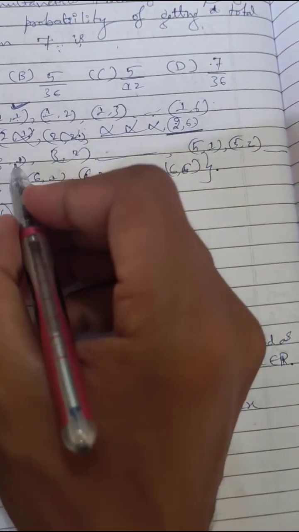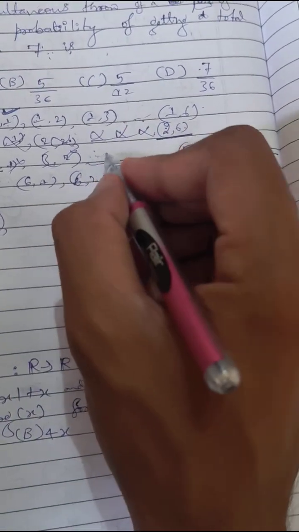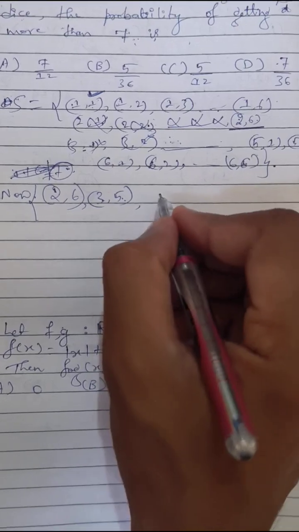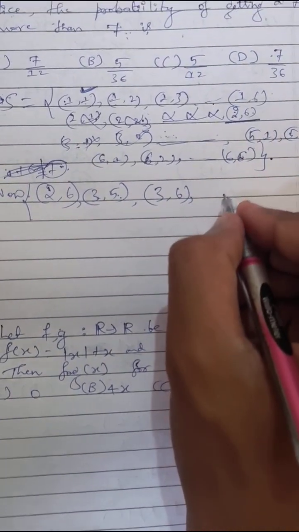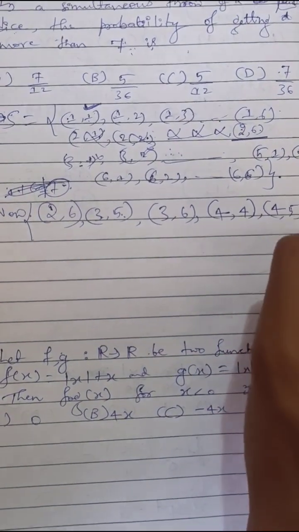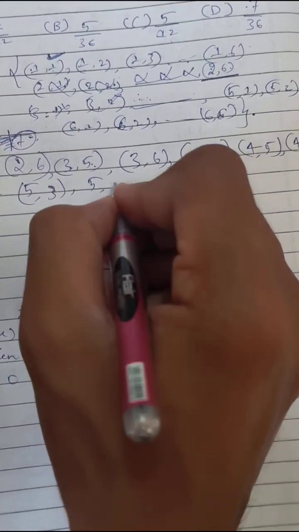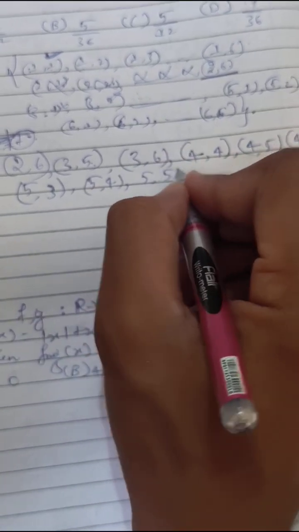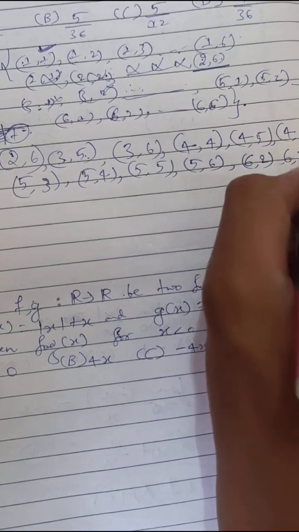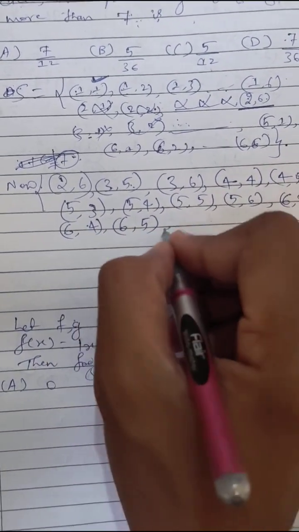Next, start with 3. (3,1) is impossible, (3,2) is not possible, (3,3) and (3,4) are also not possible. (3,5), because 3 plus 5 is 8, which is more than 7. So (3,5), and next (3,6). Then start with 4: (4,4), (4,5), (4,6). Then start with 5: (5,3), (5,4), (5,5), and (5,6). Last, start with 6: (6,2), (6,3), (6,4), (6,5), and last (6,6).